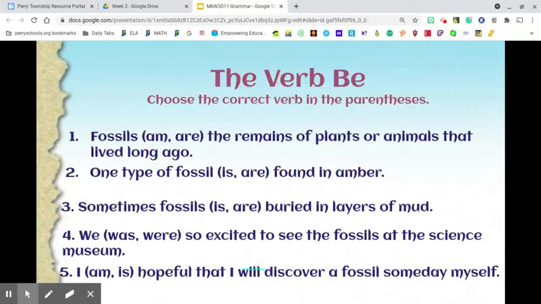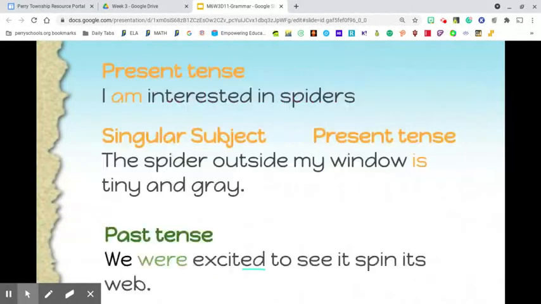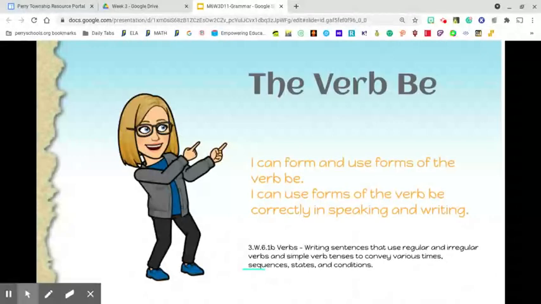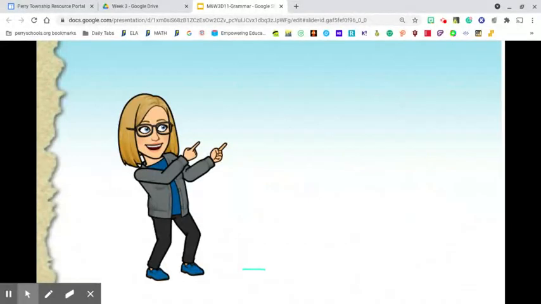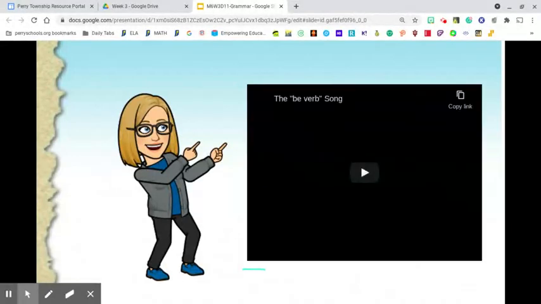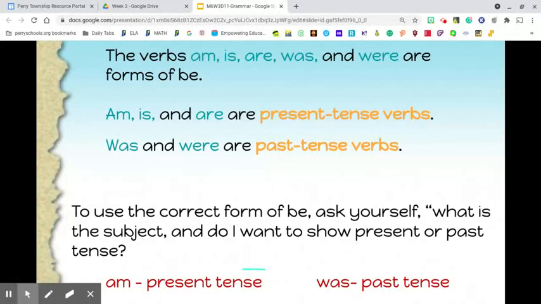All right, so as we go about, we are going to be looking at our verbs for the different forms of be. Remember, am, is, and are show present tense. Was and were show past tense. So that is what we're going to be focusing on today.